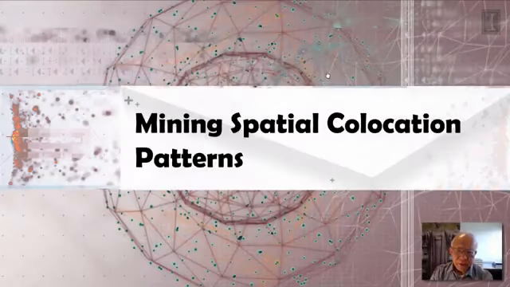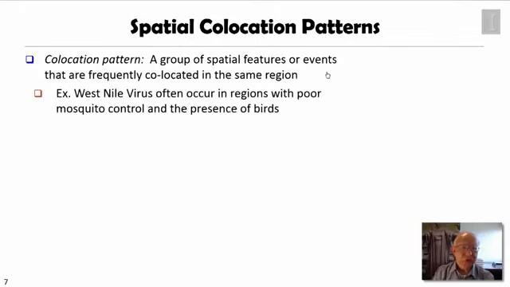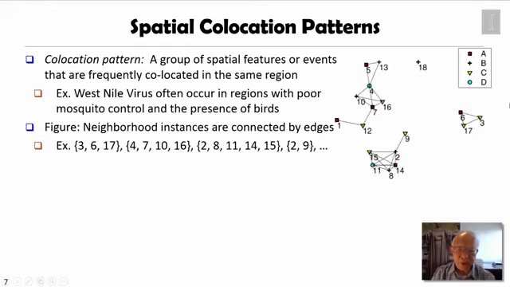We will discuss mining spatial colocation patterns. What is a spatial colocation pattern? Usually, a group of spatial features or events can be frequently collocated in the same region. For example, West Nile virus may often occur in regions with poor mosquito control and the presence of birds. So if we can find such patterns, we may have a better way to control the spread of the virus.